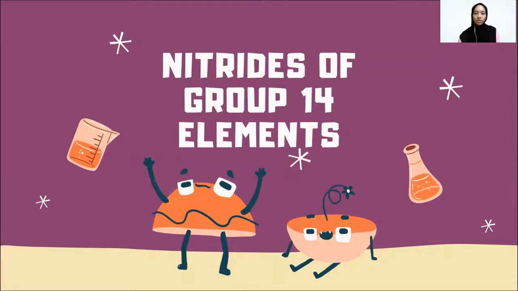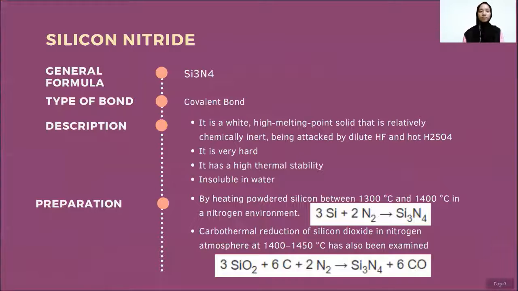Next is nitrides of group 14 elements. The example is silicon nitride. The general formula of silicon nitride is Si3N4 and it has a covalent bond. Silicon nitride is a white, high melting point solid that is relatively chemically inert, being attacked by dilute hydrogen fluoride and hot sulfuric acid. It is very hard and has a high thermal stability, and most importantly it is insoluble in water.